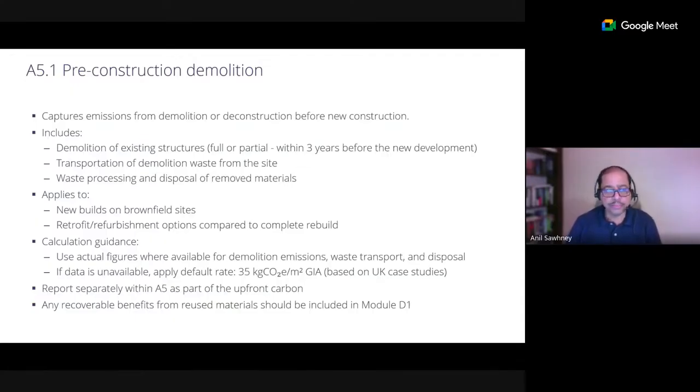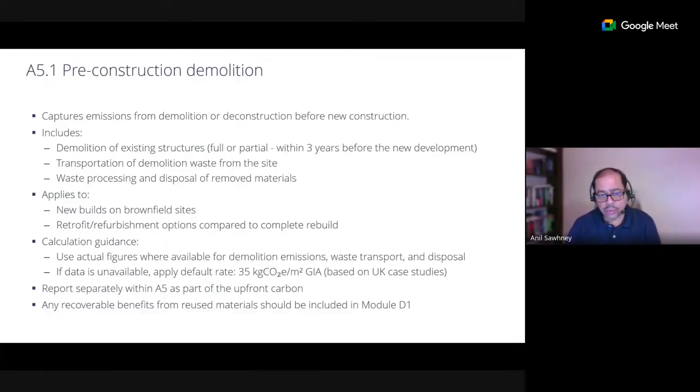You then have all emissions related to transportation of the demolition waste from the site need to be included. Waste processing and disposal of removed materials needs to be included. This applies to new builds, brownfield sites, retrofit refurbishment options. All of those need to consider demolition.